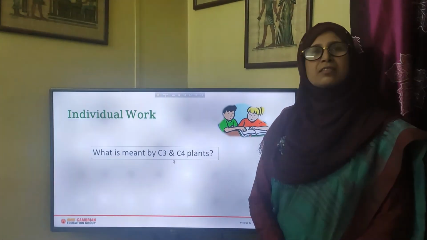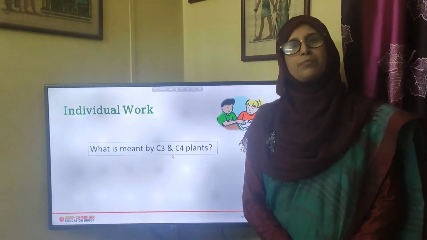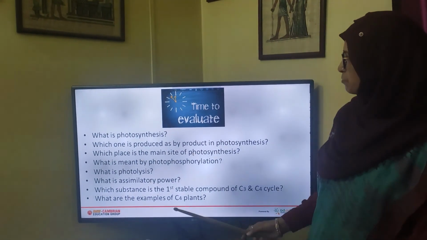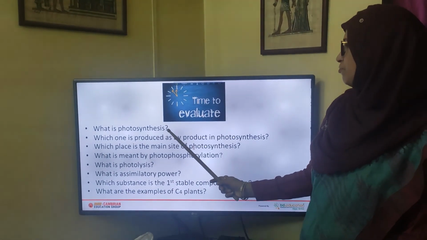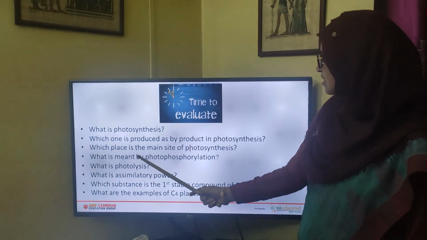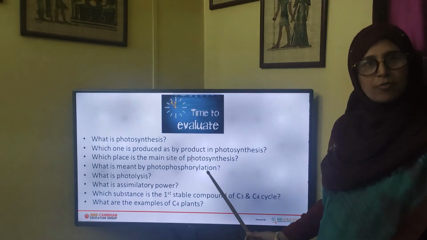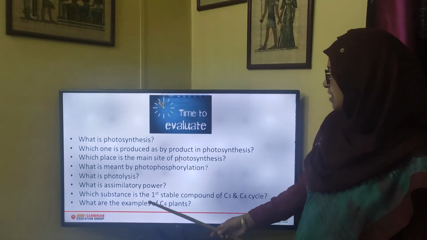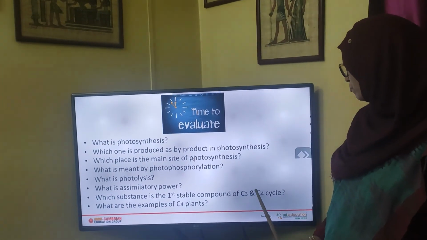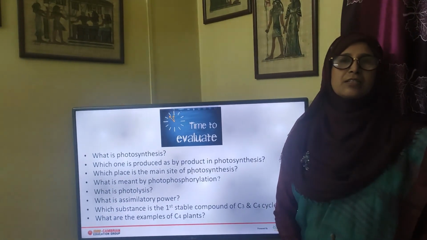Dear students, now you will do individual work at your home. What is meant by C3 and C4 plants you have learned just now. So I hope you will prepare this. Now is the time to evaluate. So what have we learned in this chapter? What is photosynthesis? Which one is produced as a byproduct in photosynthesis? Which phase is the main site of photosynthesis? What is meant by photophosphorylation? What is photolysis? What is assimilatory power? Which substance is the first stable compound of C3 and C4 plants, and what are the examples of C4 plants?